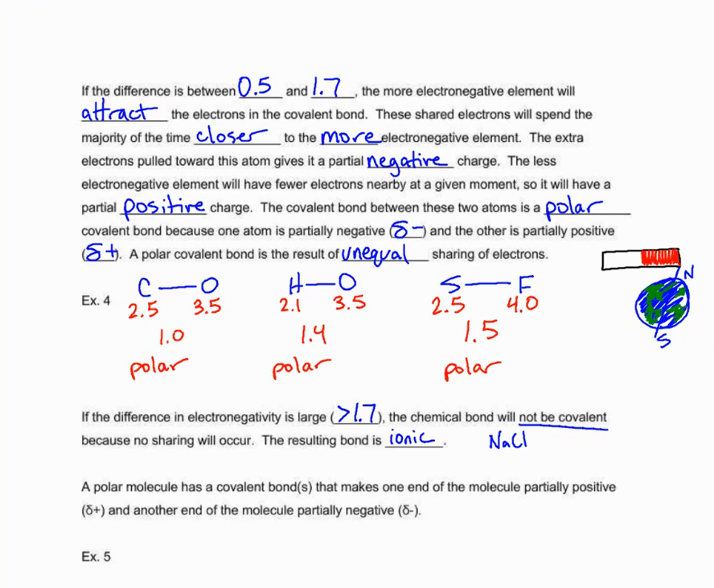So the electronegativity for sodium is 0.9, and chlorine is 3.0. The difference here is 2.1, which is greater than 1.7, meaning it's going to be ionic.